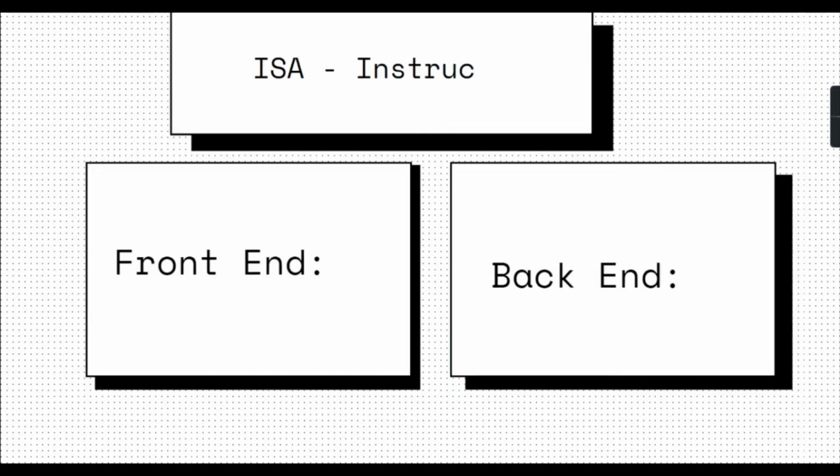So let's talk about the ISA, or the instruction set architecture. ISA is a set of instructions that defines what kind of operations can be performed in hardware, and the implementation of this design is called microarchitecture.